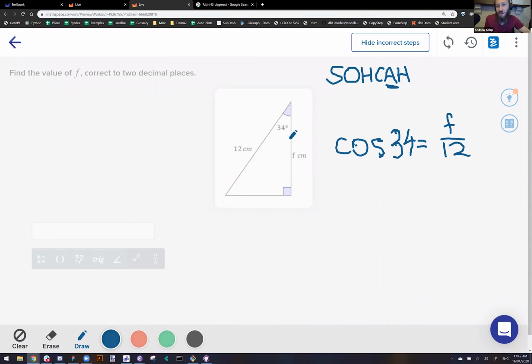So cos 34 degrees is F over 12. A stands for adjacent. It's the adjacent side. And H stands for the hypotenuse, which is 12. And you can rearrange that and get the same equation that we got before.